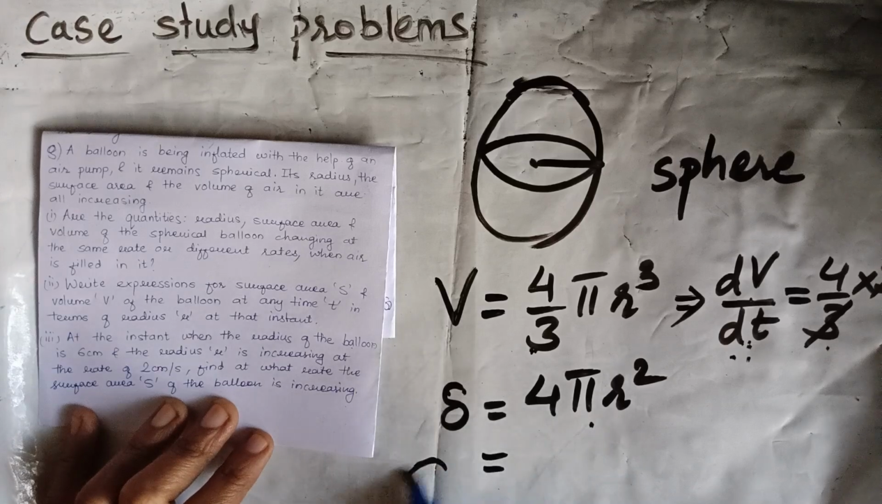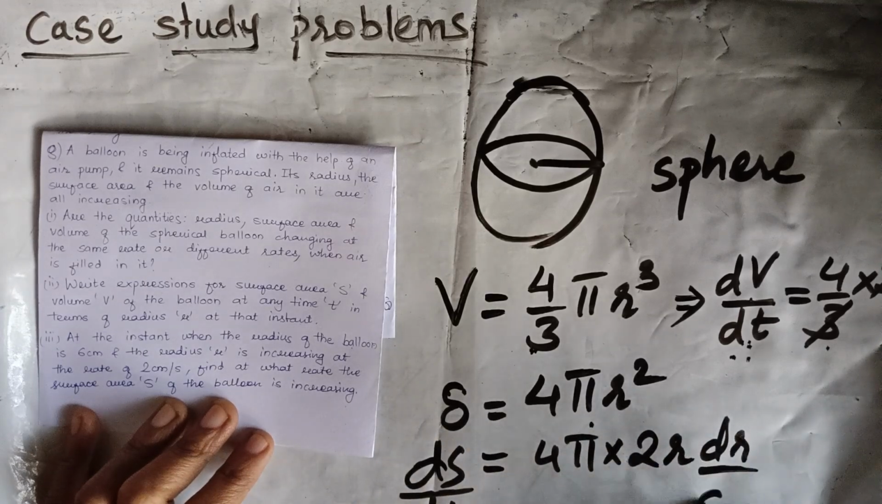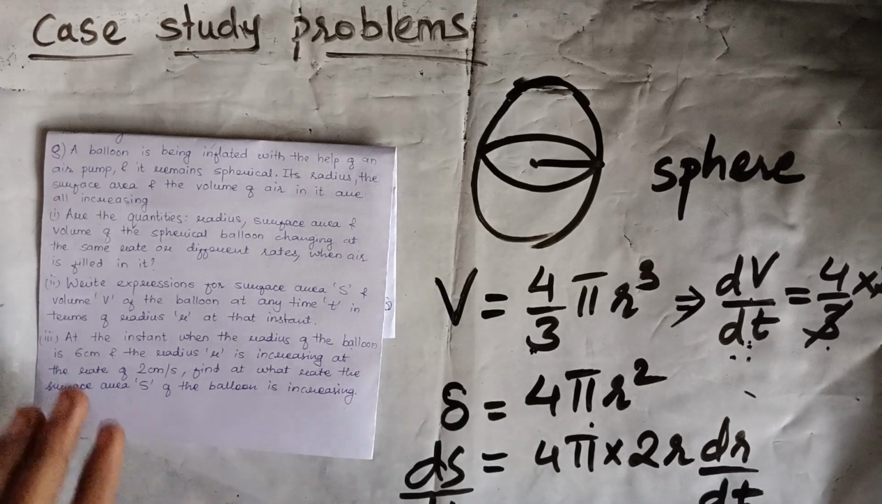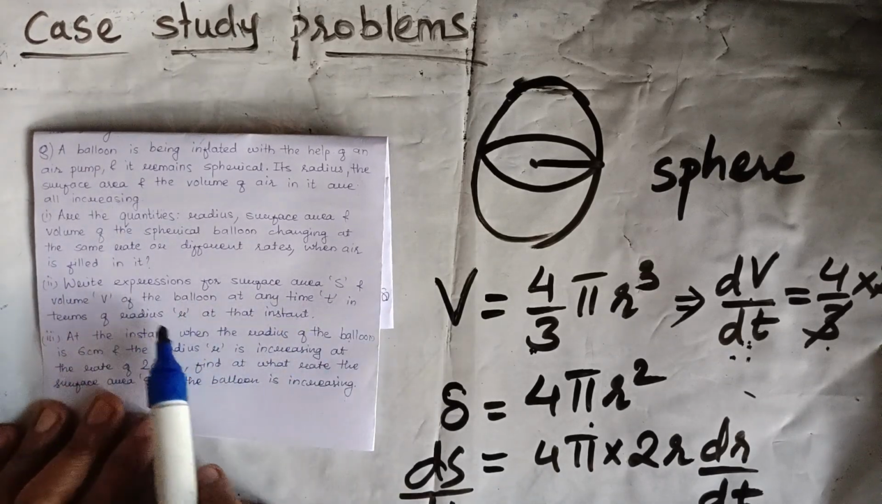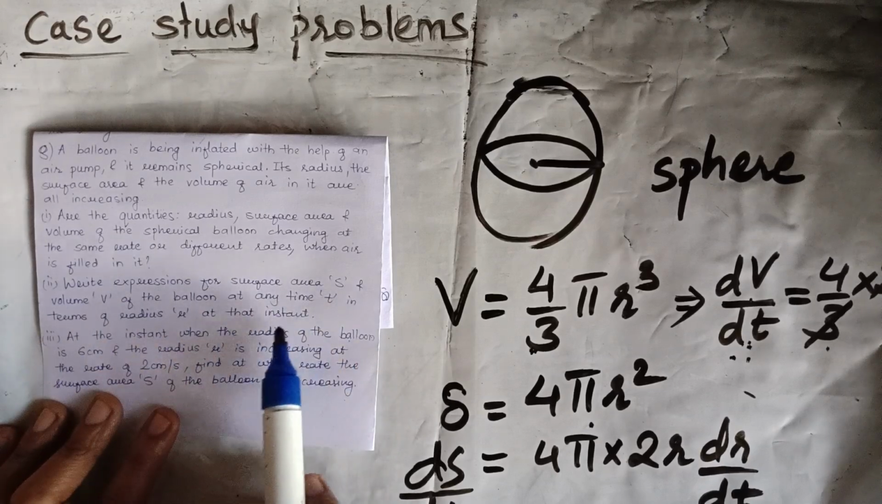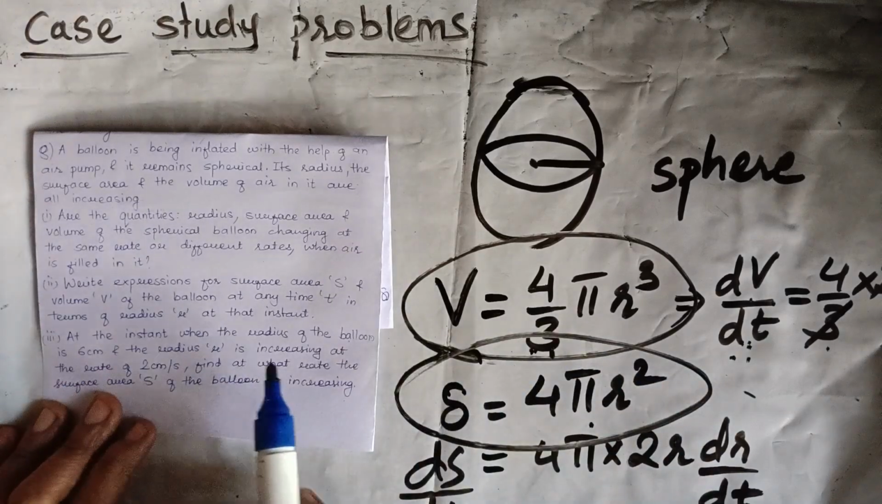Also for the surface area, if you are taking dS by dt, the change in the area with respect to t, it is 8πr dr by dt. Here also its radius is changing and surface area is also changing, but at different rates. Now the second part: write expressions for the surface area and volume of the balloon at any time t in terms of radius r at that instant. So this is the volume, this is the surface area.